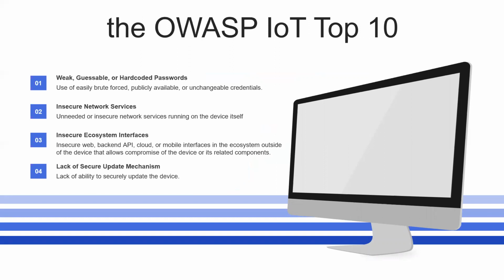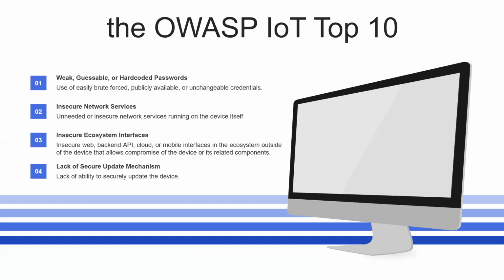Within the OWASP Internet of Things Top 10, the first thing is weak, guessable, or hard-coded passwords: use of easily brute-forced, publicly available, or unchangeable credentials. Second is insecure network services: unneeded or insecure network services running on the device itself.